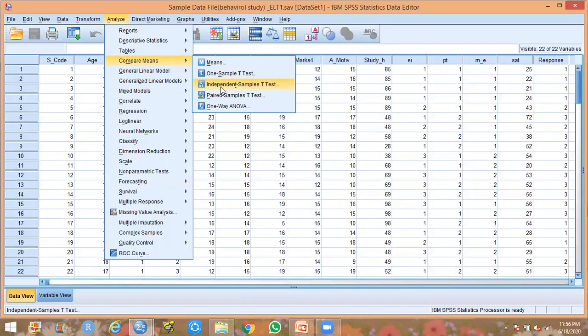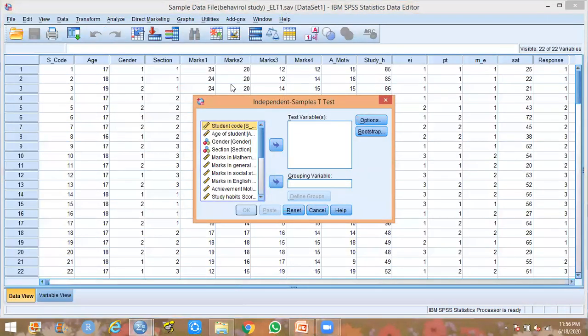Why is it independent? Boys and girls are both different groups. There is no relation, so an independent sample t-test. That's why I am taking the independent sample t-test. Please try to remember that this independent sample t-test is nothing but the t-test for difference of means. A t-test of difference of means for what? Boys and girls.